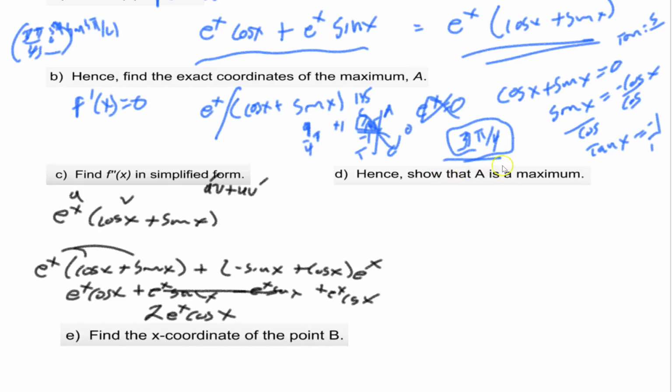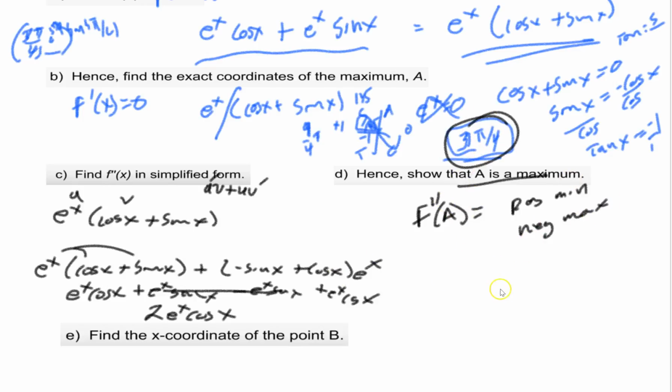Hence, show that a is a maximum. What this is asking is a second derivative test. They want me to plug a into the second derivative. If I get a positive, then it's a min. If I get a negative, it's a max. So this is all about the second derivative test. Let's plug a, which was this, into the second derivative. So I'm going to get 2 e to the 3 pi over 4 times cosine of 3 pi over 4.